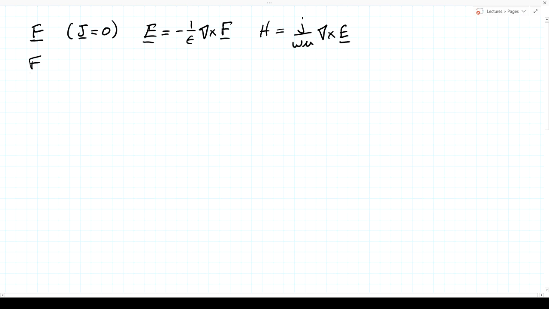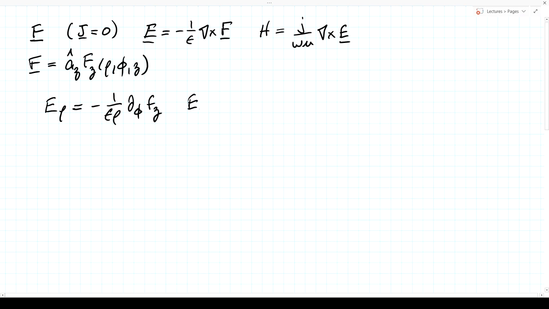And if we limit ourselves to a case where we have only a Z component, which could depend on rho, phi, and z, then we can do a very similar analysis. And we find E rho is minus 1 over epsilon rho times the phi derivative of Fz. E phi is 1 over epsilon times the rho derivative of Fz, and there is no Ez component, so that these are TEz field components.